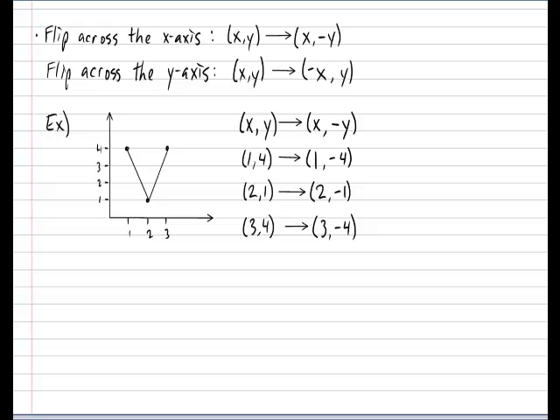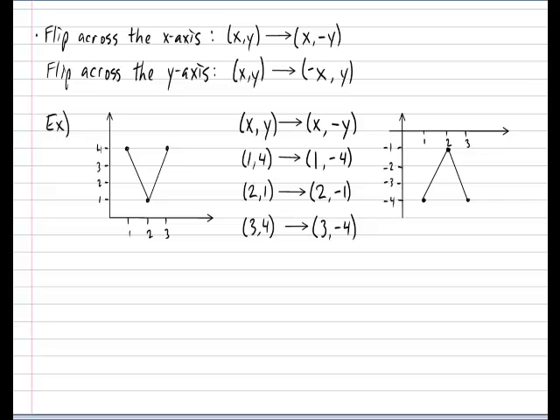Now, if you were to draw the graph with the new resulting points, you should get the following sketch. Go ahead, pause the video, and draw it now. As you can see, by changing all the signs of the y values, it caused the original graph to flip across the x-axis.